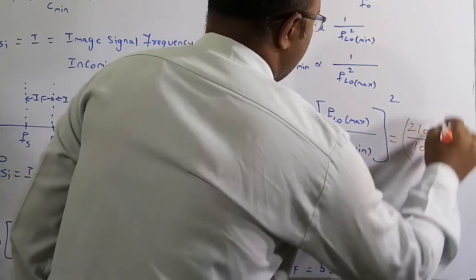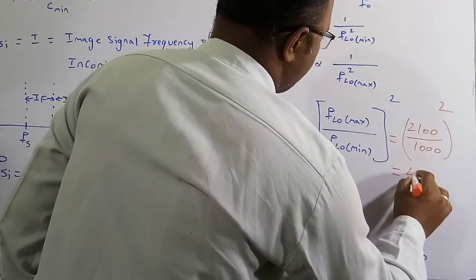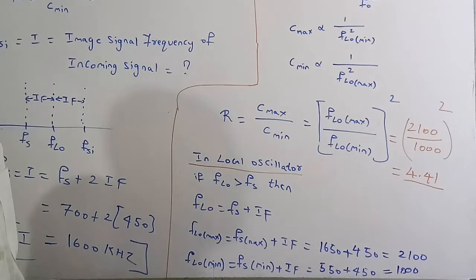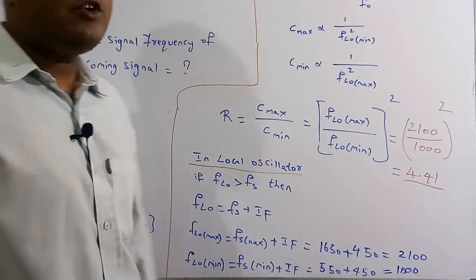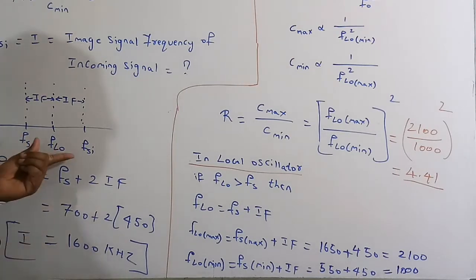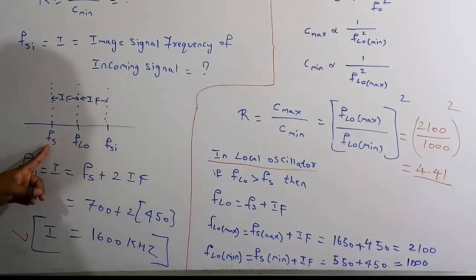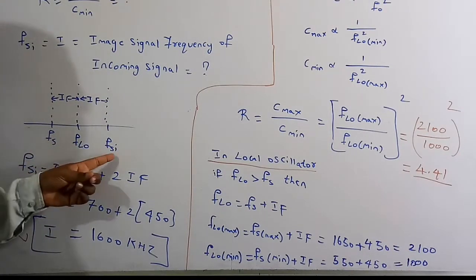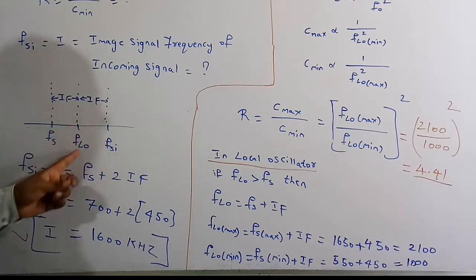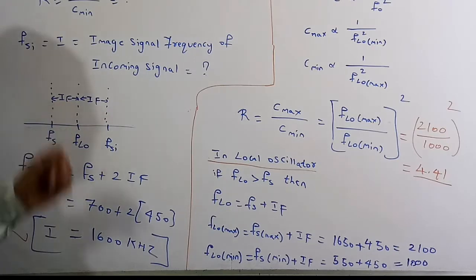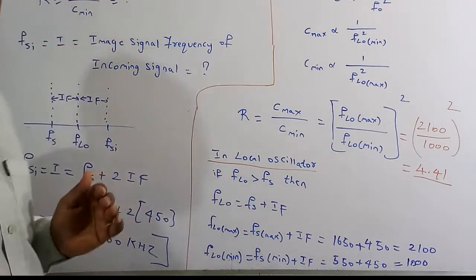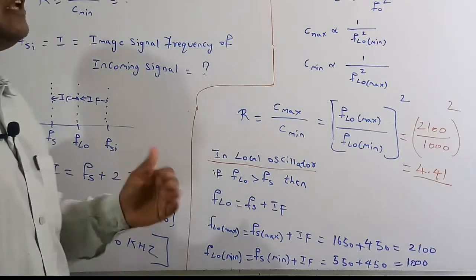If you do the square and the division, we get 4.41, which is the correct solution of this question. So we can conclude that the value of R is 4.41 and the intermediate frequency is 1600 kilohertz. And this is a basic relation between the incoming signal frequency, local oscillator frequency and the image signal frequency. So FSI is equal to Fs plus 2IF and FLO is equal to Fs plus IF. This is a basic relation. With these relations we can easily figure out the value of R and also the image signal frequency.